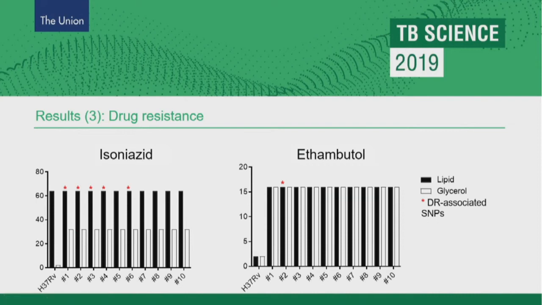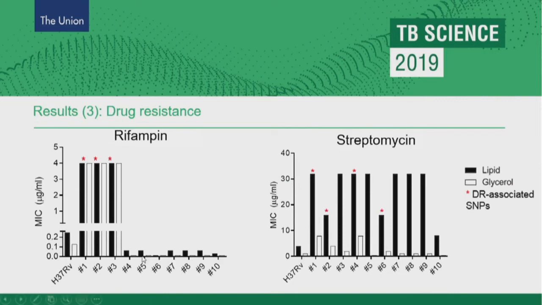This effect was specific for these 2 drugs, because if we look at rifampin, only the isolates with rpoB mutations were resistant against rifampin in either of those culture conditions. And for streptomycin, all the isolates were resistant in the lipid media, but when we transferred them to the glycerol media, only the samples here with the red asterisks that had these mutations remained drug resistant.